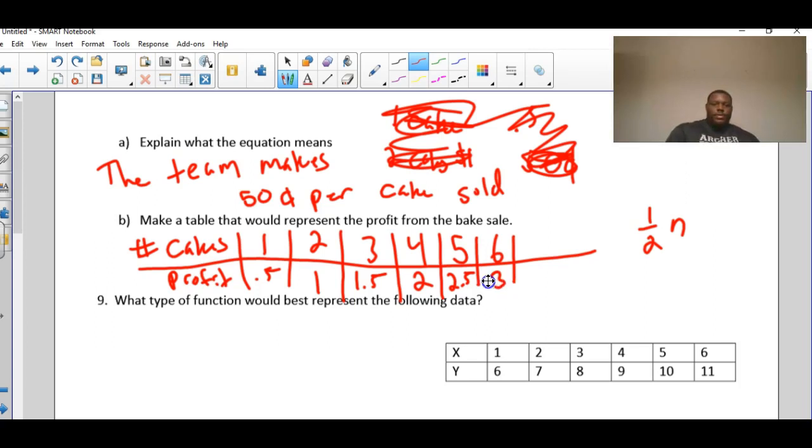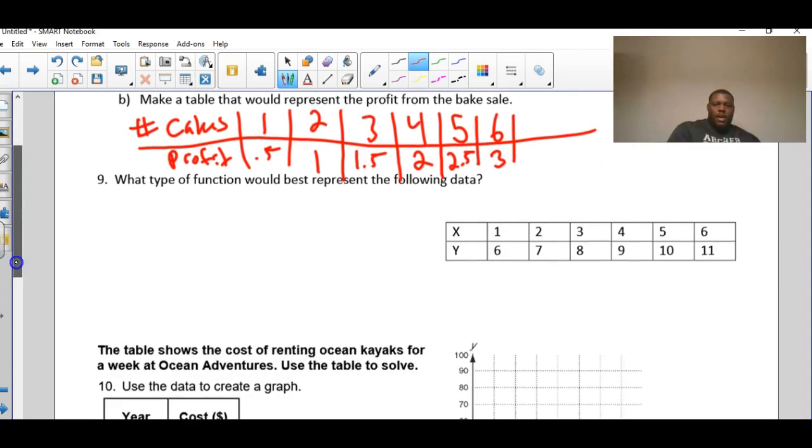Jumping down to number 9, it says what type of function would best represent this data. Having a look at it, is it first difference, second difference, third difference? Just looking at this, guys, this looks pretty linear. The difference between 6 and 7 is 1, 7 and 8 is 1, 8 and 9 is 1, 9 and 10 is 1, 10 and 11 is 1. So that looks like it's linear.